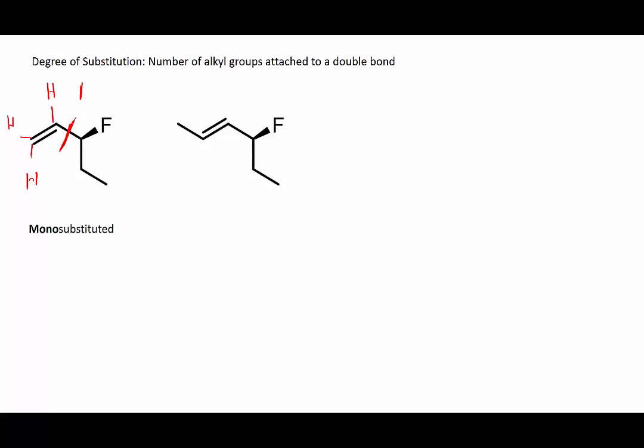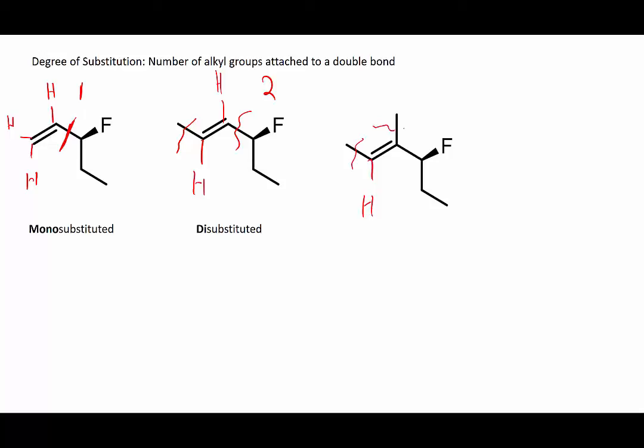Another example here, we could draw in the hydrogens, but we have 2 bonds attached to the alkene. This will be disubstituted. Another example here, we have 3 bonds attached to the alkene. This will be trisubstituted. And in the final example here, we have 4 bonds attached to the alkene. This will be tetrasubstituted.